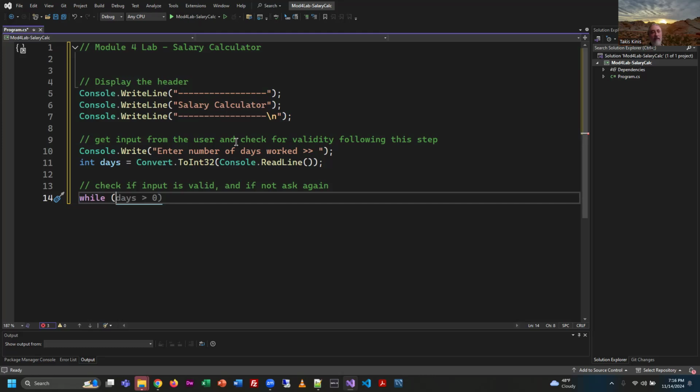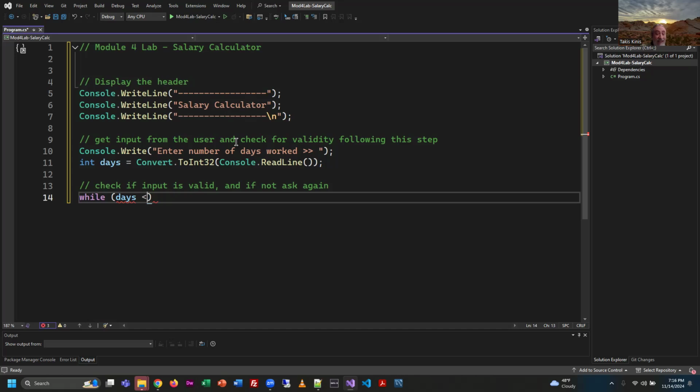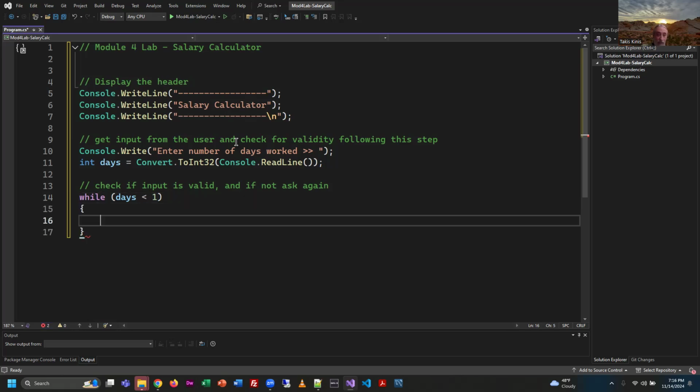Yeah, I like that, Anthony. That's a good answer because if they don't work, well, they're not earning any pennies, so that's not valid. They're going to work at least one day. If you put in a negative number, that's not valid. So it has to be one or above. So while the days are less than one, this is the invalid condition, right? This is what we're checking for. So it's kind of like an if statement too, right? If they enter the number 1 or above, this while loop will never happen.